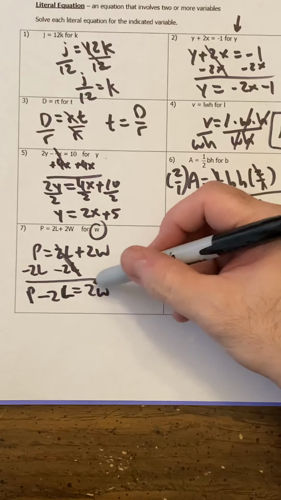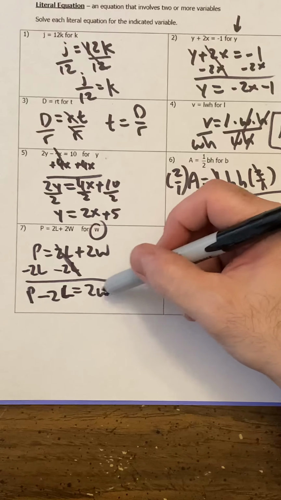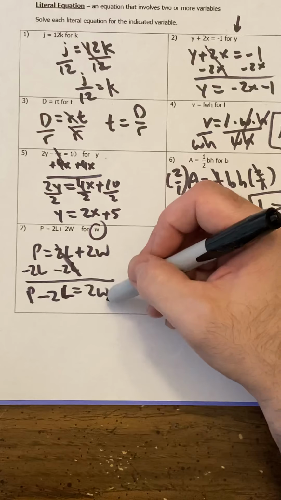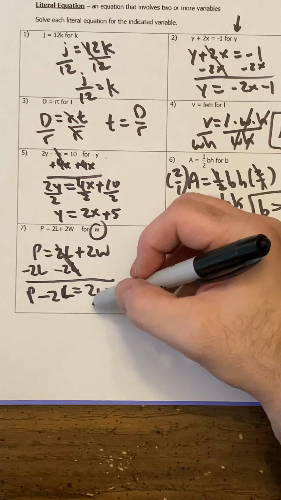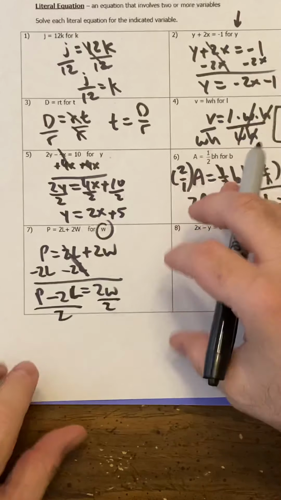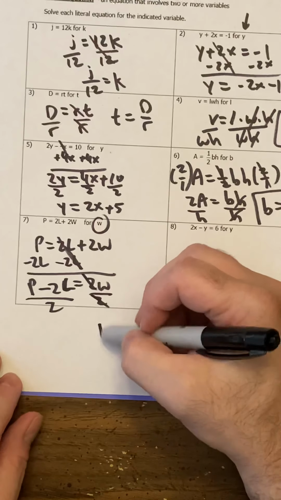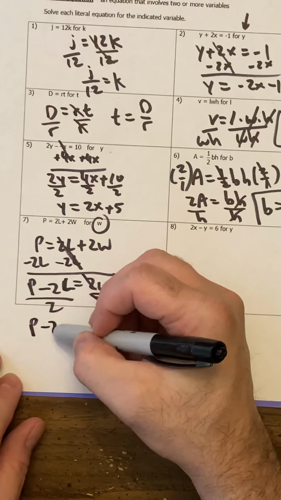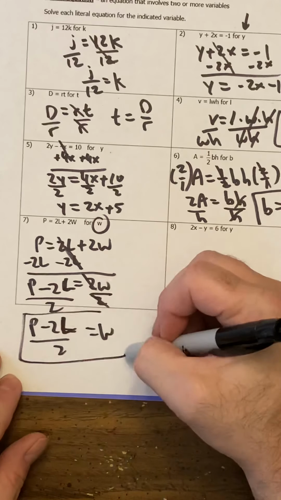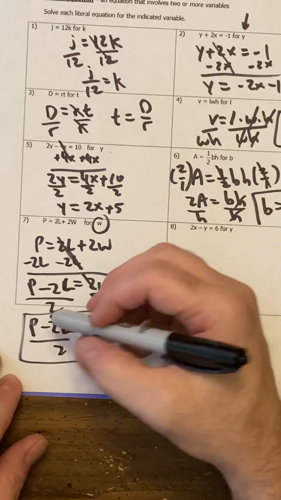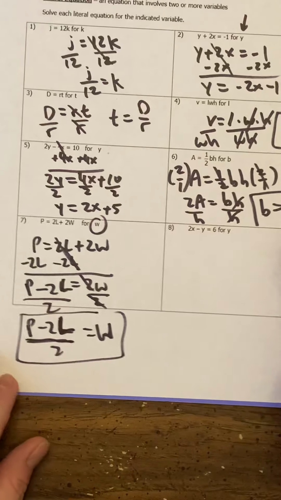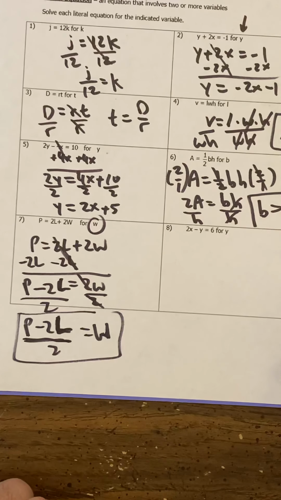I have 2w, so w is not quite by itself on this side. It has a 2 there, but at least it doesn't have any l's on this side of the equation. Now I need to get rid of that 2. This is a multiplication, so the opposite of multiplication is division. I divide by 2, and we're going to get w equals P minus 2l over 2. You could leave it like that. That's fine. So width is equal to perimeter minus 2 times the length, all divided by 2. So that would show you what the width of this rectangle is.